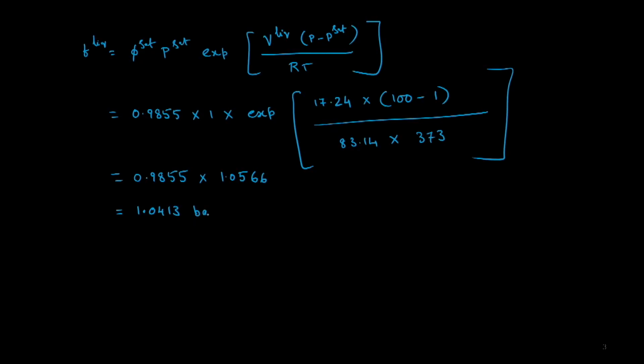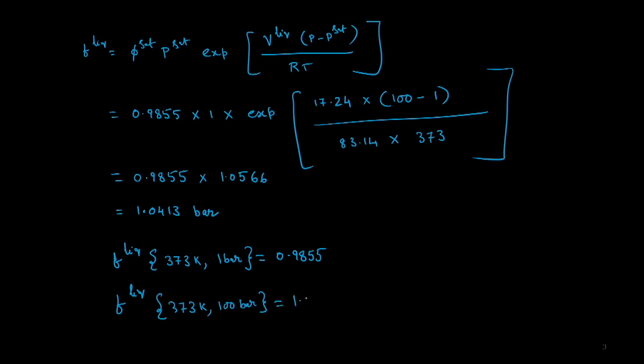1.0413 bar. So as you can see, the fugacity of the liquid at 373 Kelvin and 1 bar, which is the saturation condition, is about 0.9855, and the fugacity of the liquid, when we change the pressure from 1 bar to about 100 bar, is 1.0413, and like I said, it's about a 5% change.